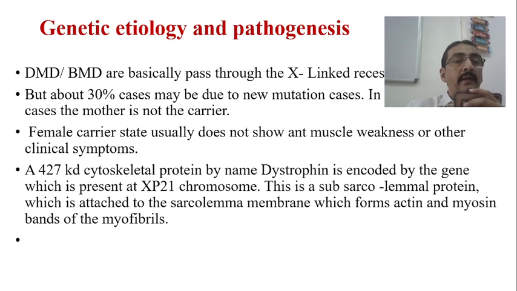Now, a 427 kD cytoskeletal protein by name dystrophin; 427 kD is the molecular weight. Cytoskeletal protein: cyto means cell, skeletal. This forms the skeleton of the muscle cell itself. Dystrophin is encoded by the gene present at Xp21, as we have discussed previously. This is also a subsarcolemmal protein. This is the actual pathology. Dystrophin is a subsarcolemmal protein attached to the sarcolemma membrane, which forms the actin and myosin bands of the myofibrils.